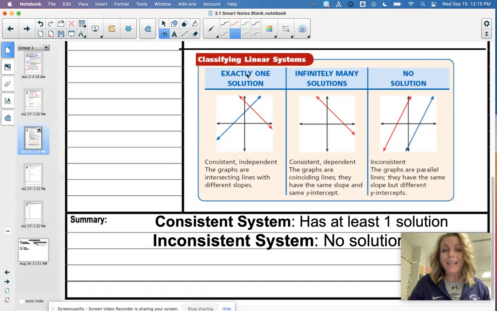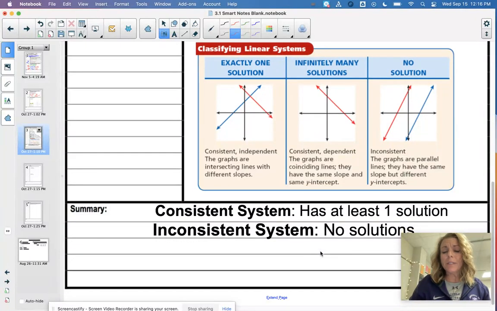So we're going to talk about exactly one solution. That's where two lines cross at one place. When two lines are right on top of each other, that's infinitely many solutions. And when the lines do not cross, they're parallel, that is no solution. Other names that you may hear are consistent and inconsistent. Consistent means there's at least one solution, and inconsistent means there are no solutions. So I'm going to be using those.